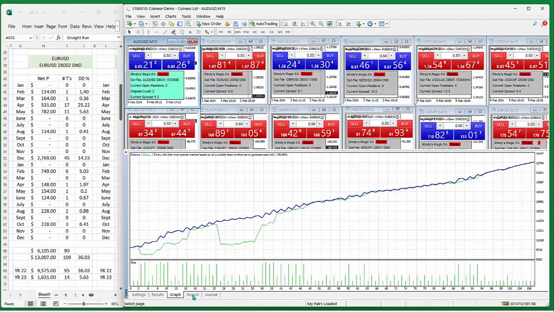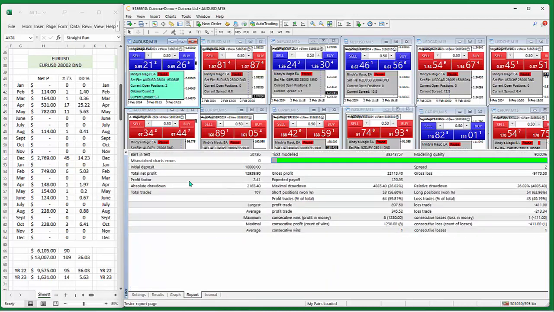If we go to the report, what we see for the Euro USD pair, here it is on our spreadsheet, is that the total net profit for the 2 years was $12,939. Now, the last time I ran this strategy test was in December, and it said it had $13,007. Right now it's showing that same time period was $12,939.